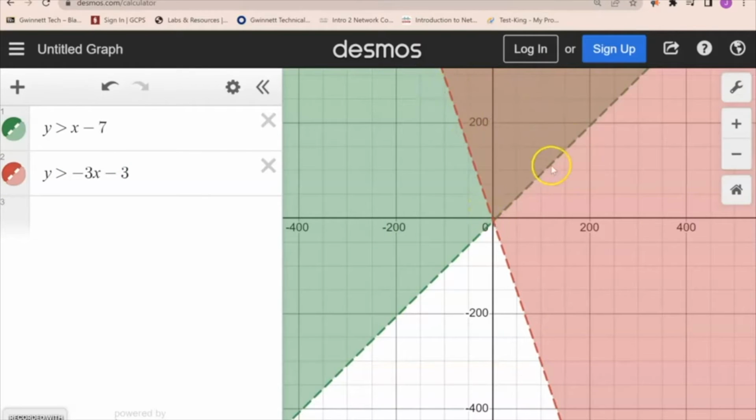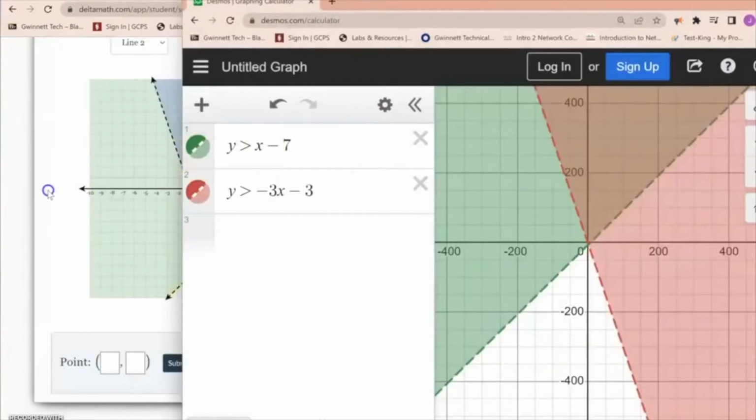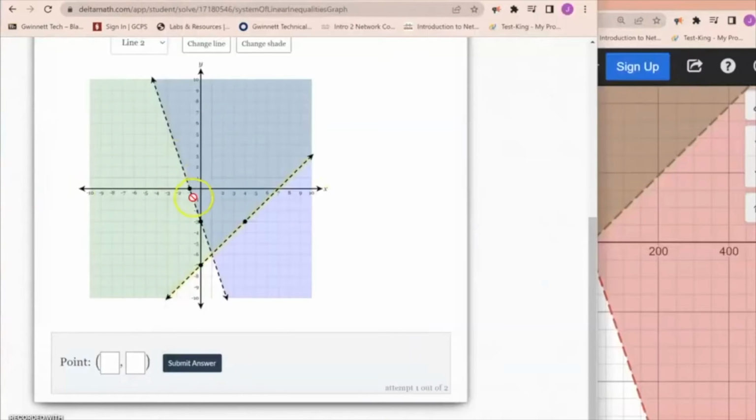Stay away from dotted lines. So any point inside here. So if I go into my map, anything inside here, stay away from dotted lines, because remember the dotted line means not equal to. So anything in here.